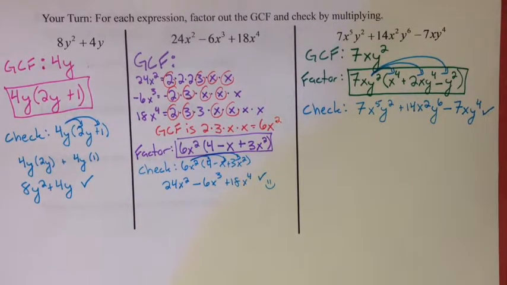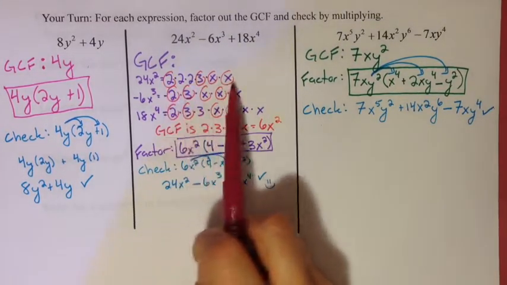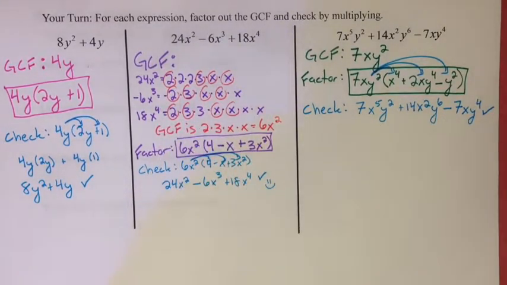Now let's look at the second example. Here I had 24x squared minus 6x cubed plus 18x to the fourth. To find the greatest common factor, I decided to go ahead and write down all of the factors for each term so that I could visually see what they have in common.